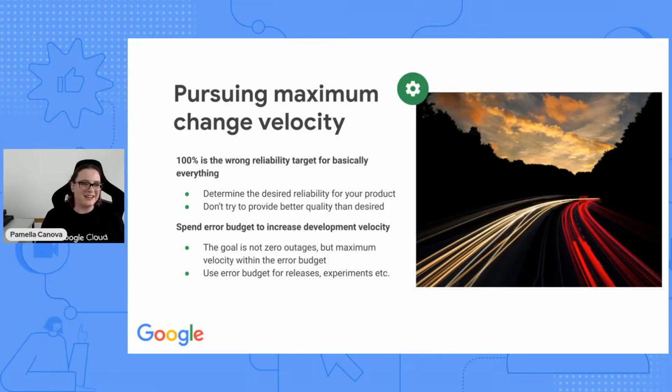Like we said before, 100% is the wrong reliability target for everything. So it's important that we determine the reliability of our product and that we are not trying to provide something better than desired. If we say that we have an availability target of 95%, and that's fine with the product team and with the user, then we don't need to over deliver what was already agreed. Unless, of course, we can review this over time.